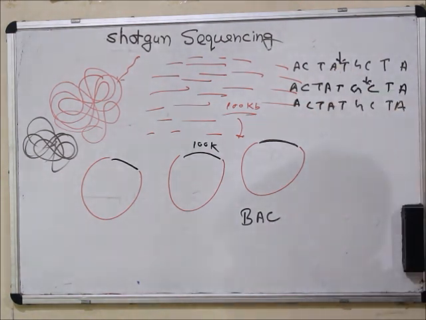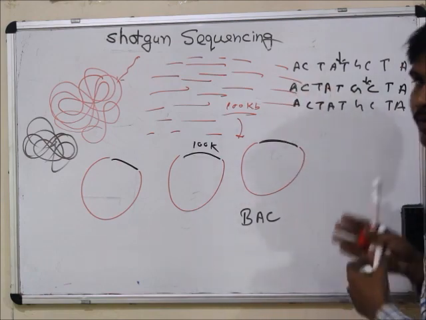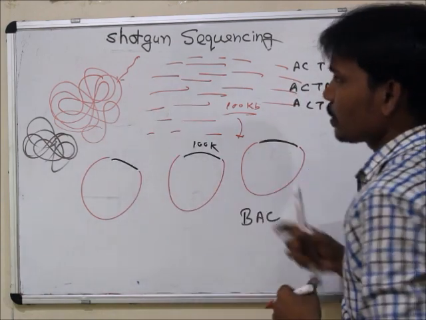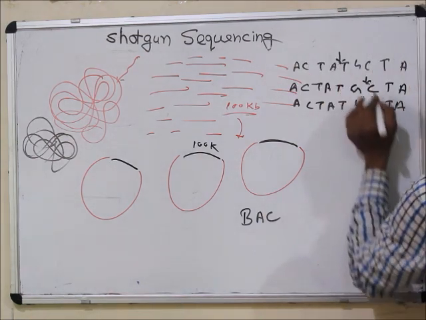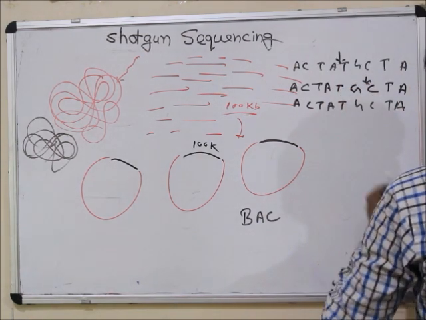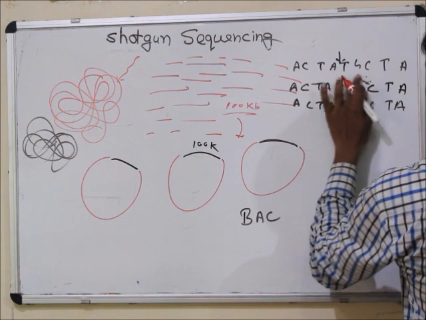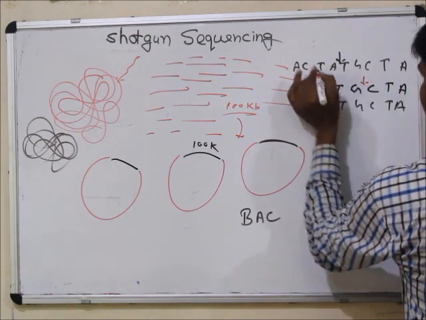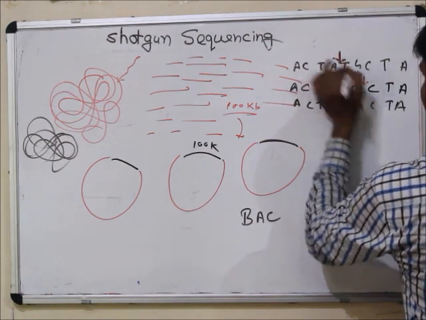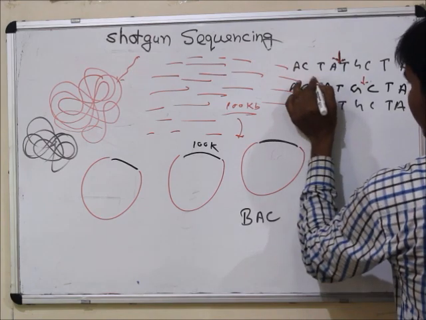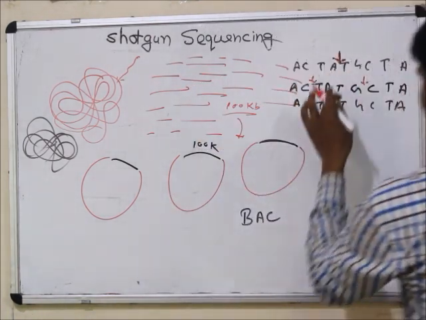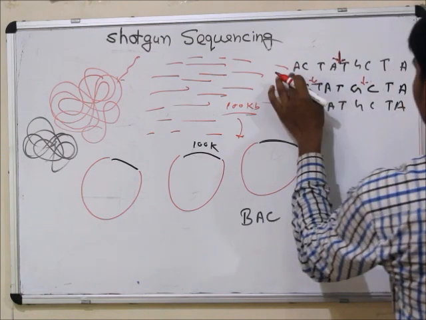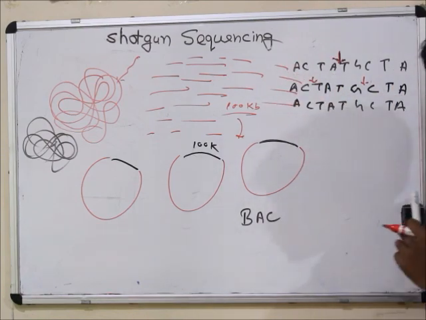These are random fragments, because shearing, like a shotgun, does not recognize specific sequences. So some fragments will be obtained from here, some from here and some from here. You will point out that there are many fragments of the same sequence: this one, this one and this one.